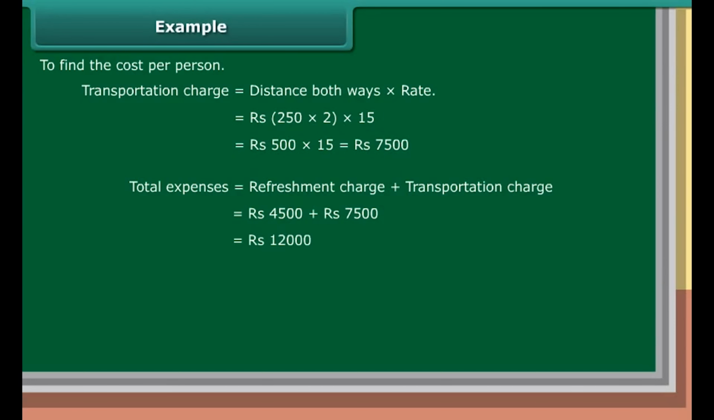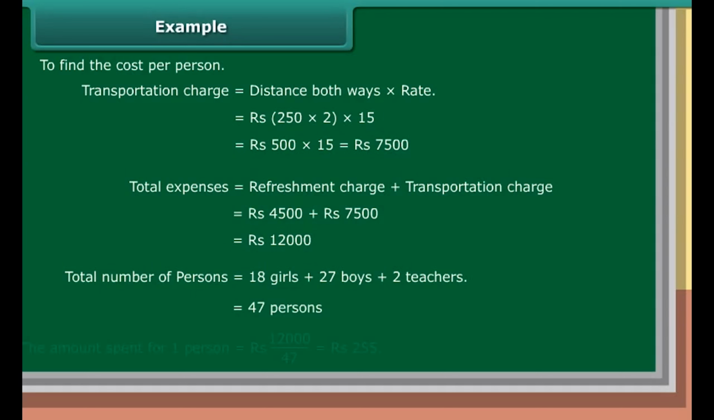equal to ₹12,000. Total number of persons is equal to 18 girls plus 27 boys plus 2 teachers, which is equal to 47 persons. The amount spent for one person is equal to ₹12,000 upon 47, which is equal to ₹255.